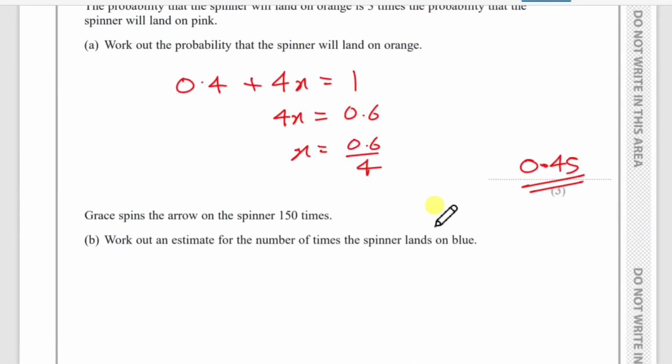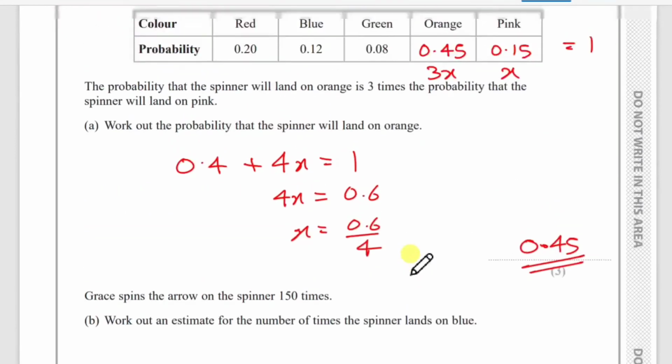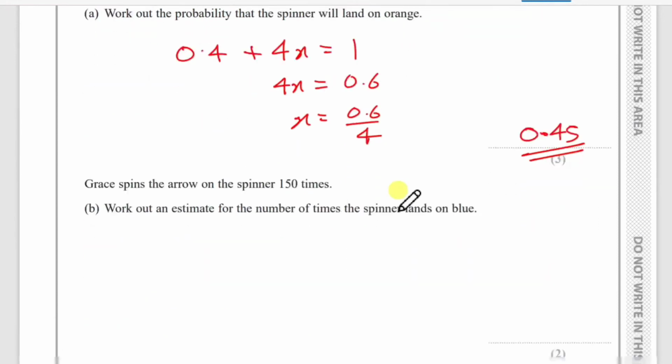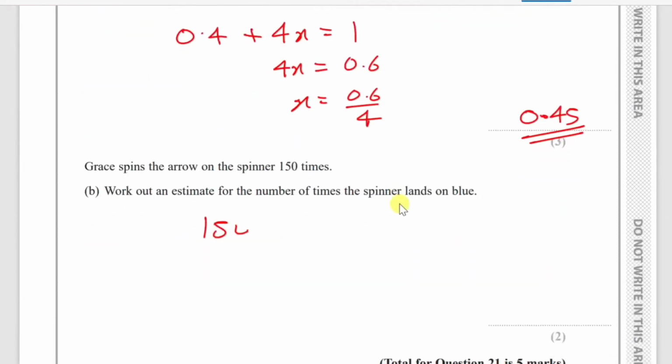Now, Grace spins the arrow on the spinner 150 times. Work out an estimate for the number of times it lands on blue. So you just have to multiply that by the blue probability. So 150 times 0.12. Put this in the calculator, and when you do that, you should get 18. So you're most likely expected to get 18 times landed on blue.